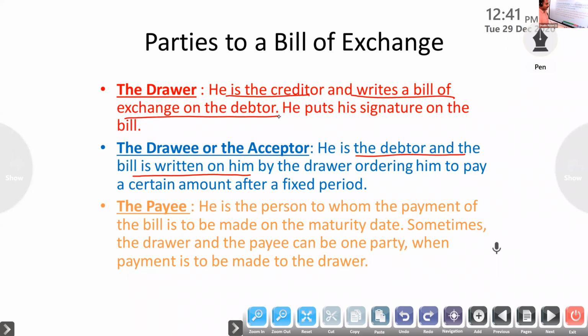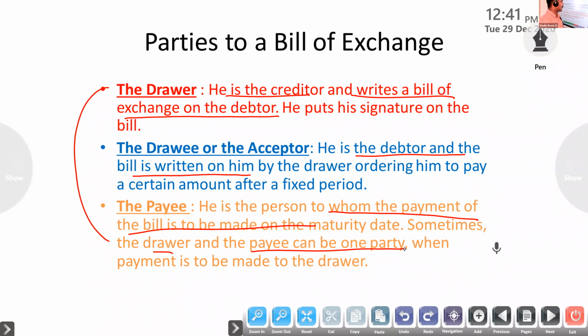Next, the payee. Who is the payee? He is the person to whom the payment of the bill is to be made on the maturity date. At the end of the maturity date, the person to whom we give the amount is called the payee. Sometimes the drawer and the payee can be the same party. Suppose the payment is made to the drawer, that is the seller, then that person may be the payee.